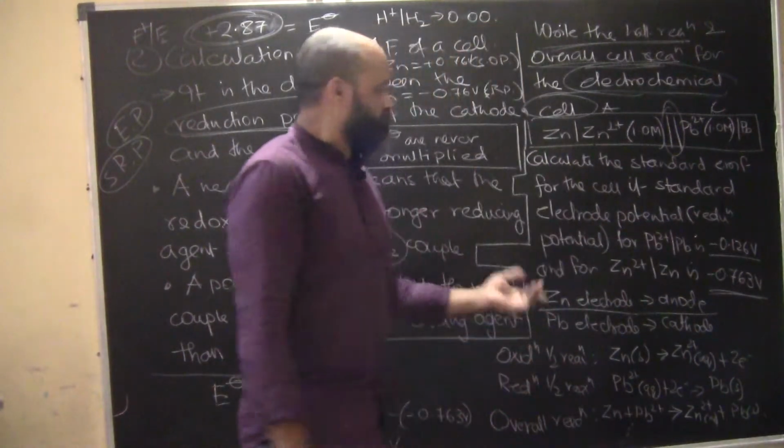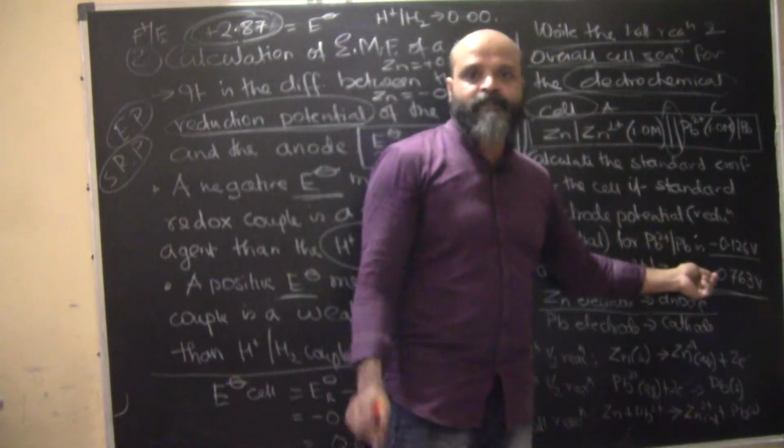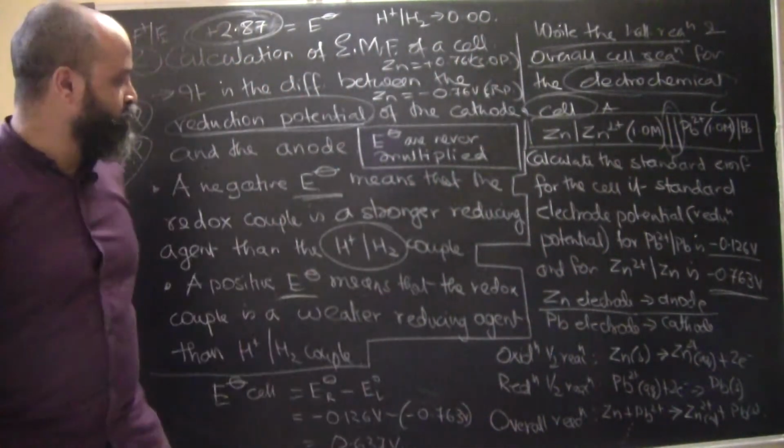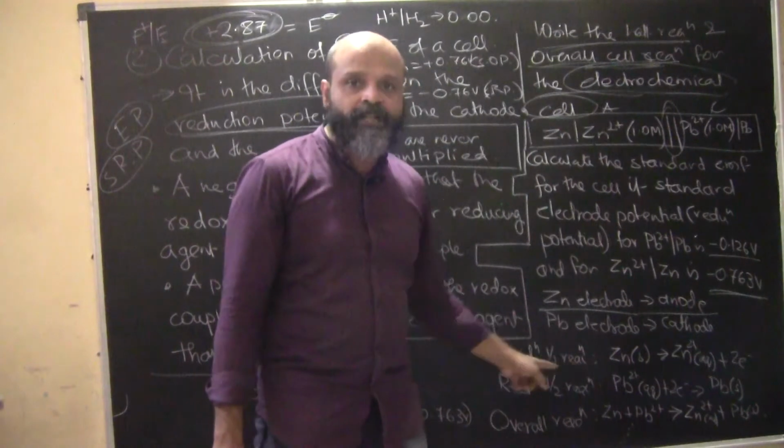The anode is the site where oxidation takes place, and if oxidation is taking place, then what will happen? Electrons are going to get lost. So, the oxidation half reaction.